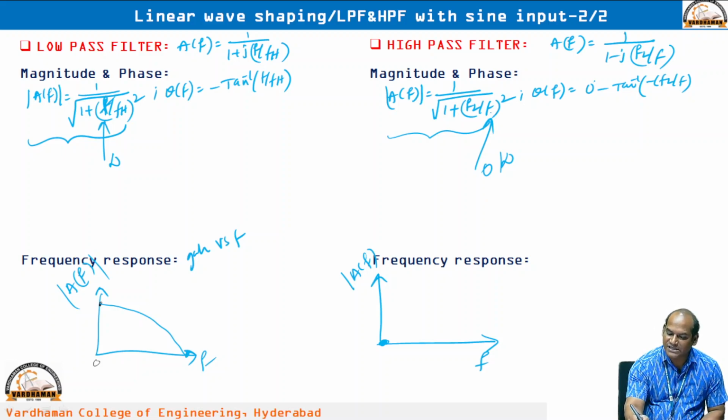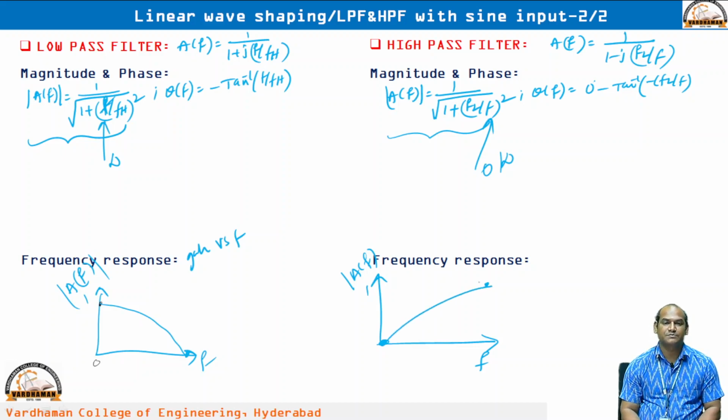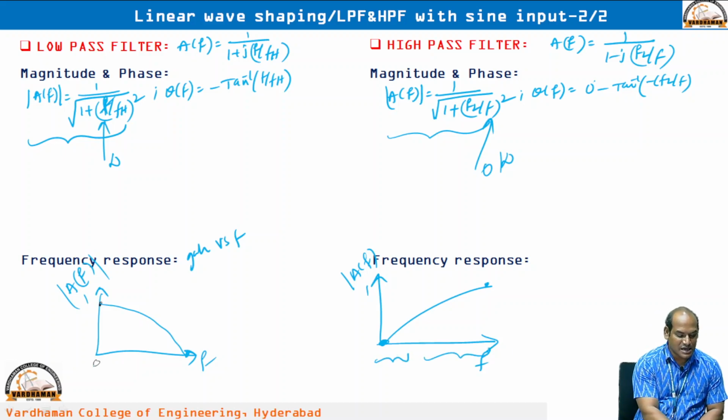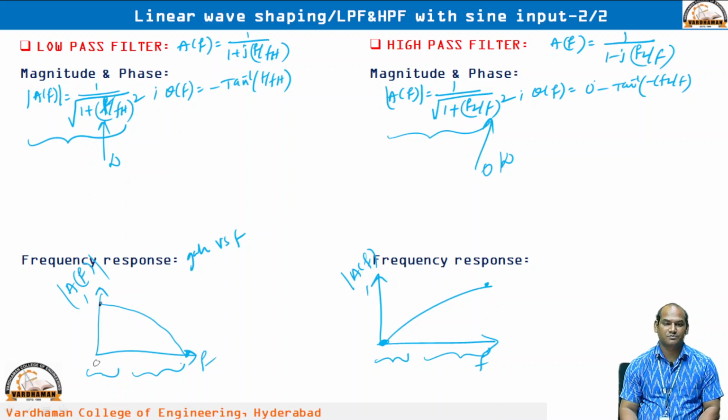Something by infinity is 0, 0 plus 1 is 1, 1 by 1 is 1, that means gain is 1. At very high frequency you are getting gain is 1. Here also gain is 1. So, you will get the plot like this. High frequencies are allowed by the circuit in case of the high pass filter and low frequencies are rejected. Here in case of the low pass filter, low frequencies are allowed as gain is maximum and high frequencies are rejected.